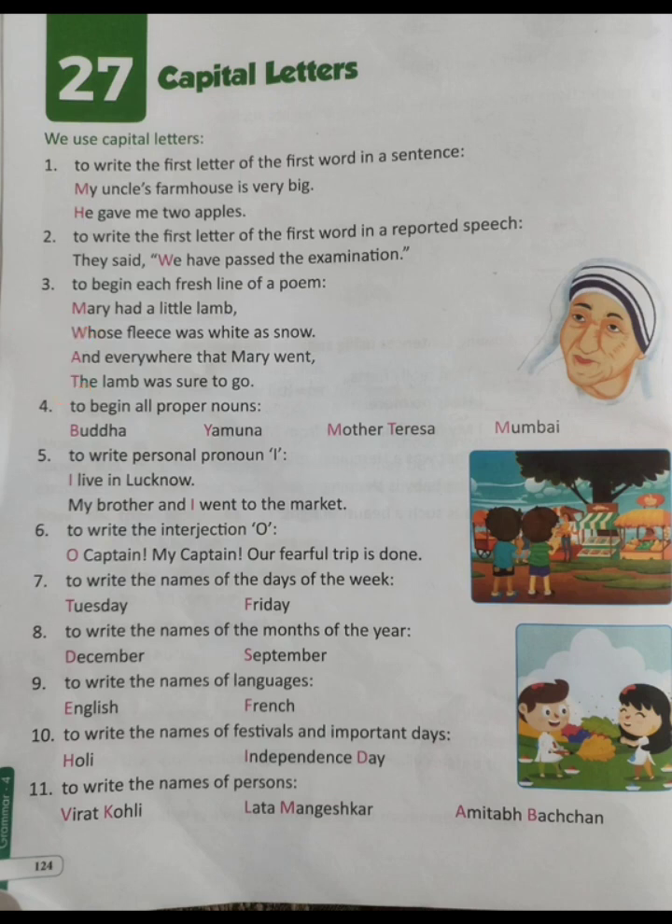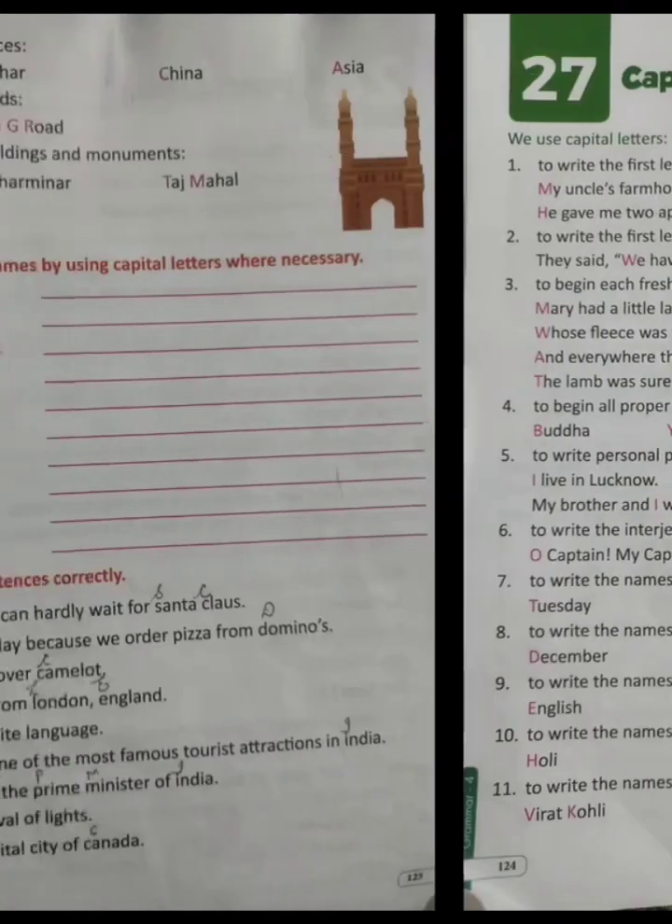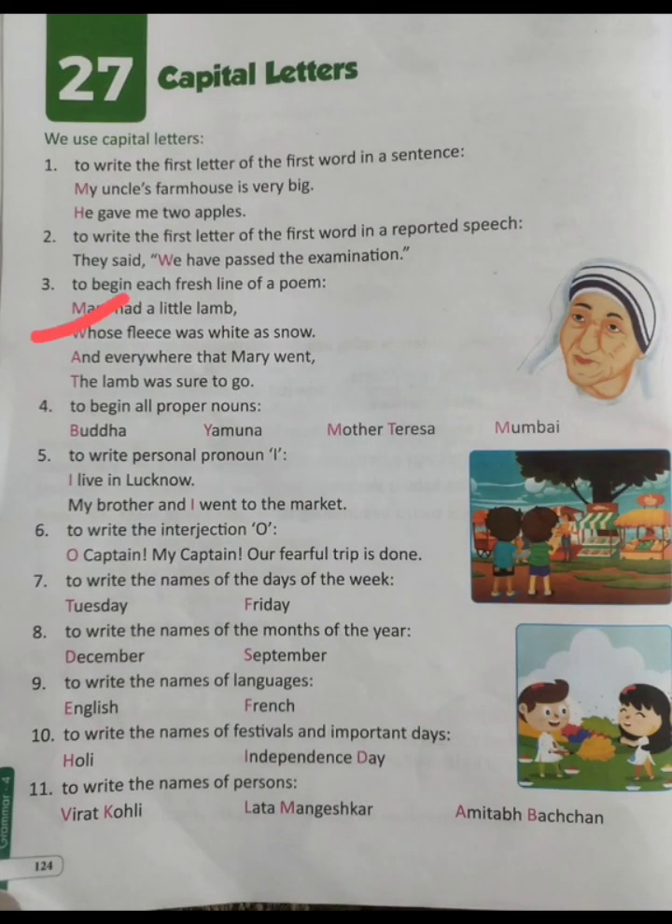So the third rule is when you write a poem, always begin each fresh line of a poem with a capital letter. मतलब जब हम poem लिखते हैं उसकी सारी लाइन जब हम स्टार्ट करते हैं, मीन्स सपोज फर्स्ट लाइन इज, Mary had a little lamb. As you can see, M is capital. So now the second line is, Whose fleece was white as snow. So again the second line starts with a capital too. As you can see, W is capital in the second line also. So always begin each fresh line of a poem with a capital letter.